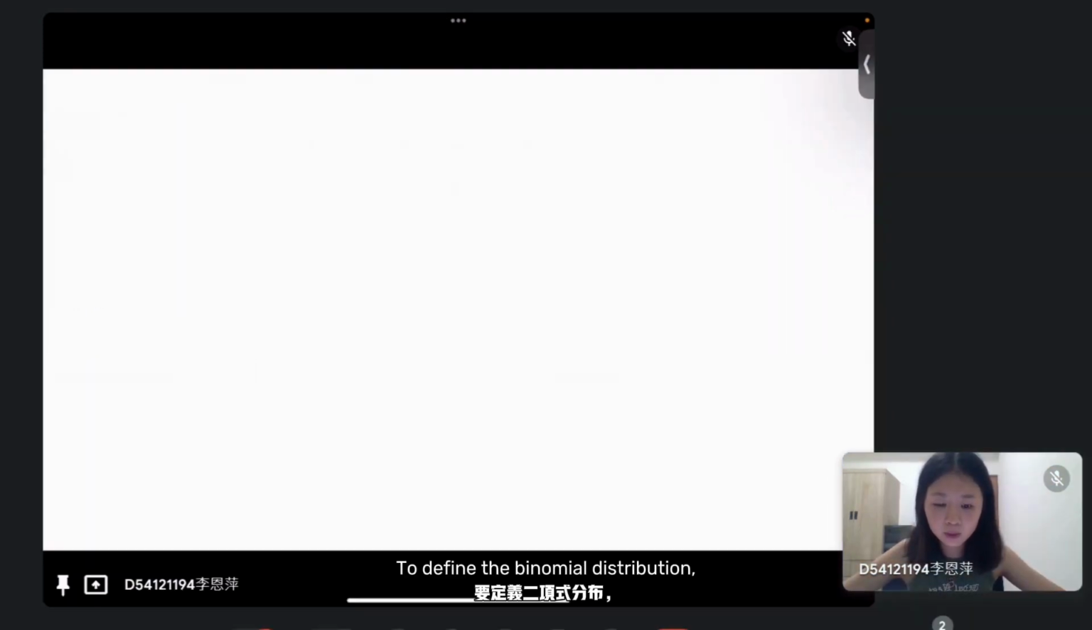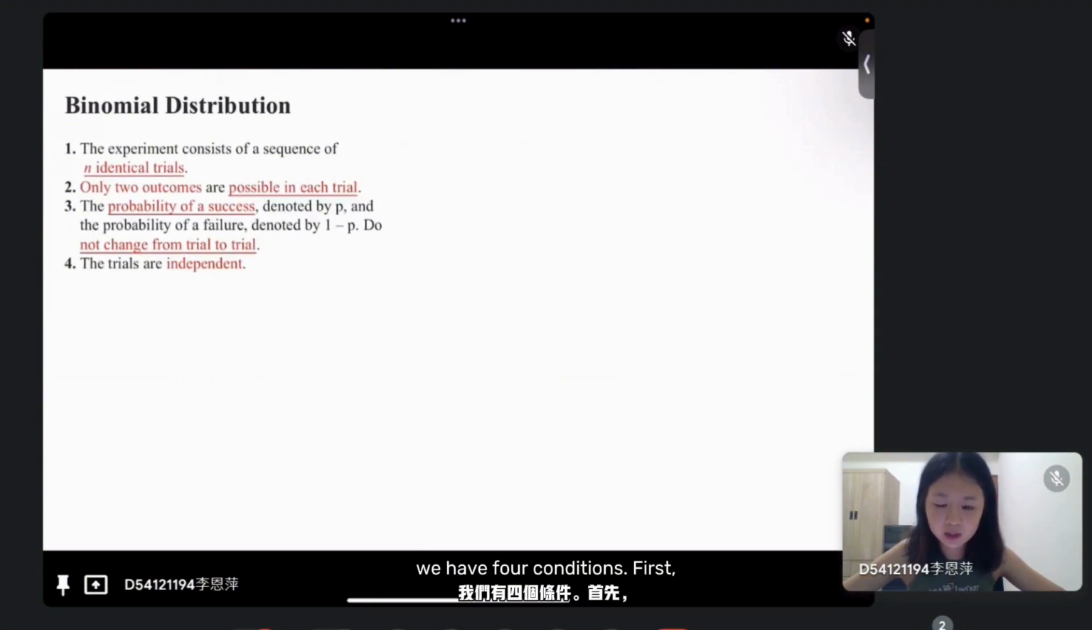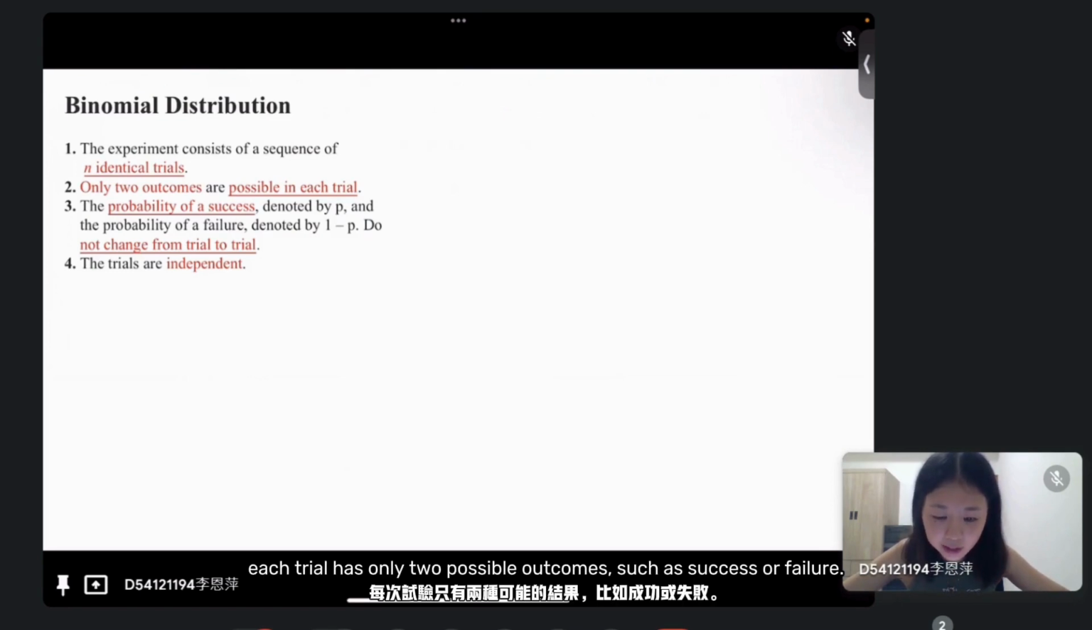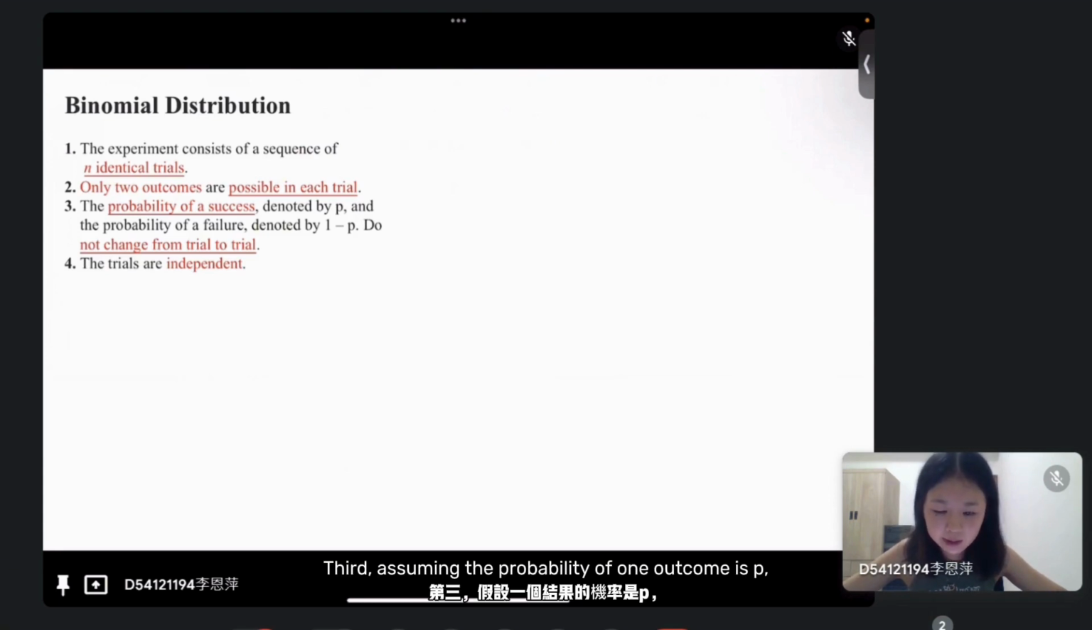To define the binomial distribution, we have four conditions. First, there are identical trials. Second, each trial has only two possible outcomes, such as success or failure. Third, assuming the probability of one outcome is p, then the probability of the other outcome is 1 minus p. These probabilities don't change across trials. For instance, if the probability of success is p, then the probability of failure is 1 minus p. Fourth, the trials are independent of each other.